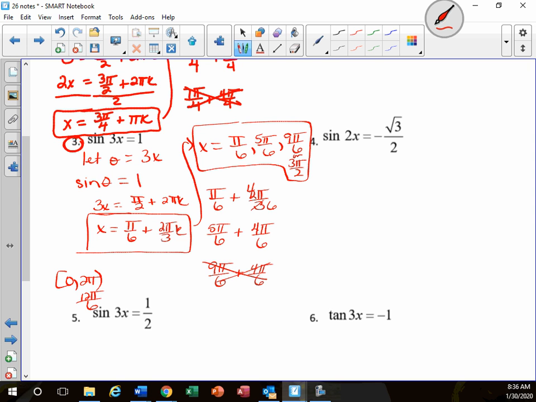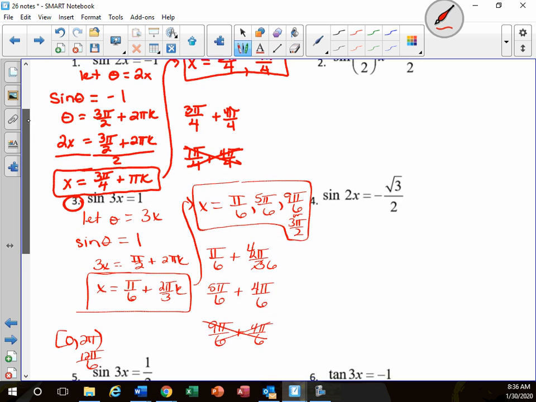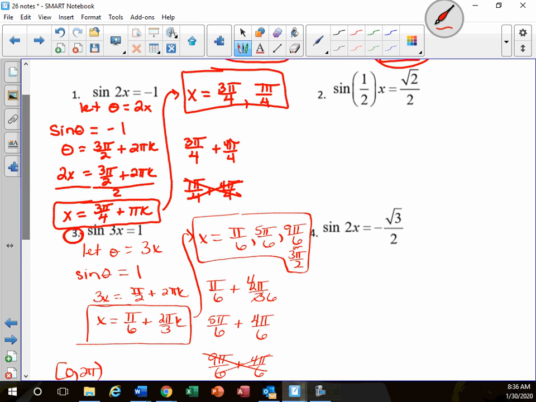All right. Let's go back up to number 2. I want to do this one together because it's got a couple of weird things going on in it. What's our first step with this one? What does theta have to equal? 1/2 x. Good. And then I'm thinking sine of theta equals √2 over 2. Where does that happen?